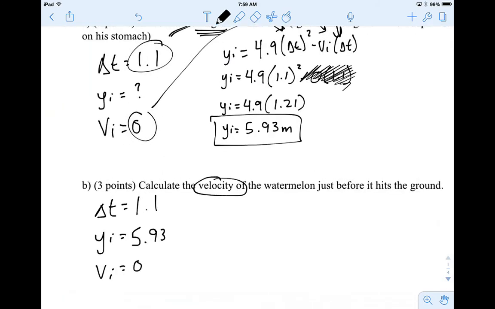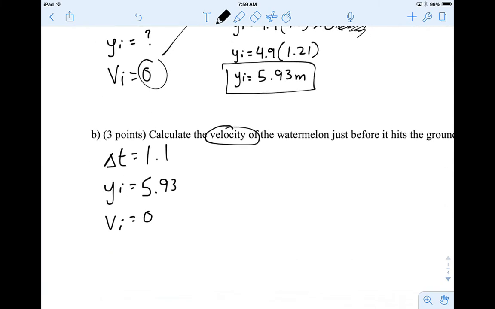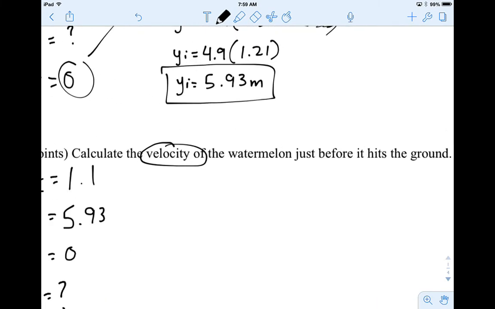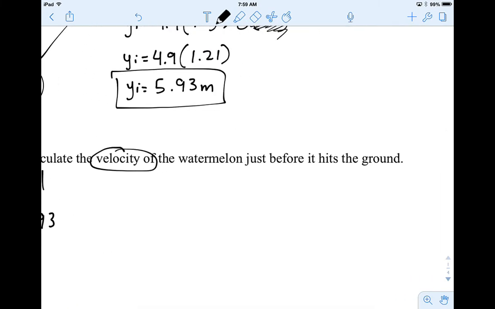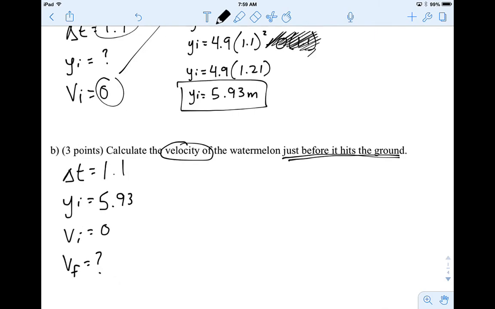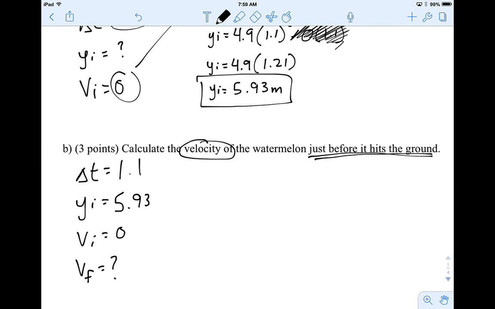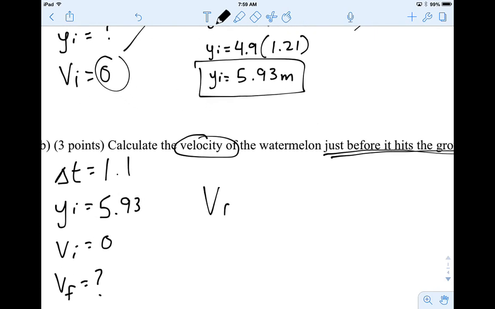I've got vi and vf. Now, I already know vi. That should give me a hint that vf is going to be my question mark. If you are still worried about which one it is, remember that just before it hits the ground tells me that it's at the end of the motion. It's not at the beginning of the motion. So the end of the motion means vf, velocity final. All right, so I'm going to use this. vf equals vi minus 9.8 delta t.